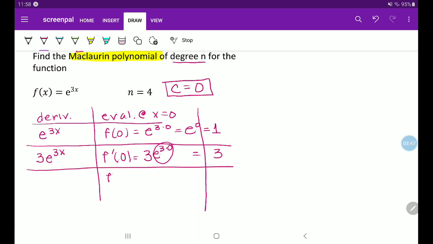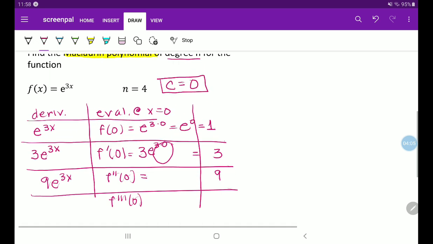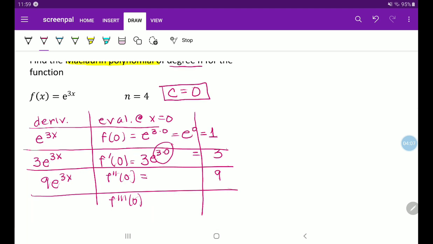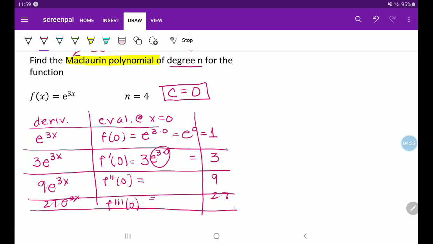Then we'll go to our second derivative. Right, so we're going to have 9 e to the 3x. So we plug our 0 in, and we're going to end up with a 9. Going to that third derivative, my program is not behaving well, so I can't scroll. I'm going to have to write smaller. All right, so now we're going to have 27 e to the 3x. So when I go to evaluate that, we're going to have 27.